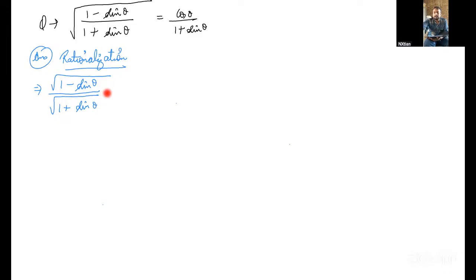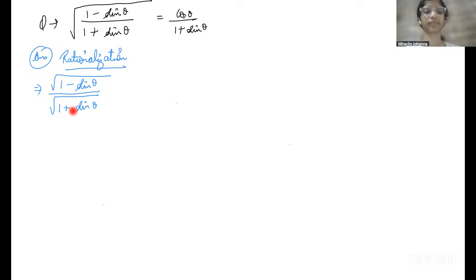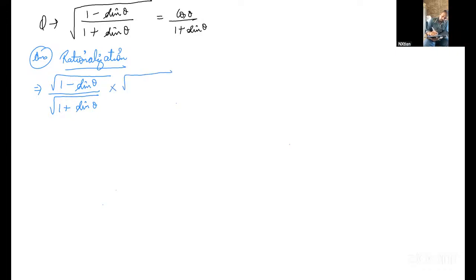If a plus sign is there, we have to multiply it with minus. And if a minus sign is there, we have to multiply it with plus. Did you understand? So what will I write? I will do rationalization like this: root of 1 minus sine theta upon root of 1 minus sine theta, with the sign changed. It is called rationalization. Where a minus or plus sign is there, I have to change the sign and write all the things. Did you understand, guys?